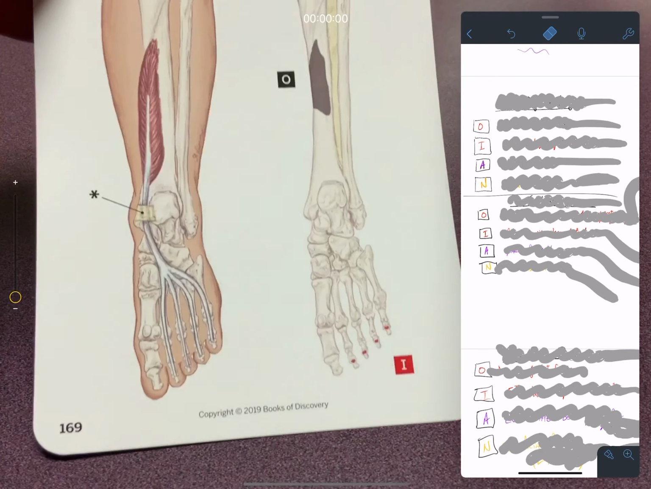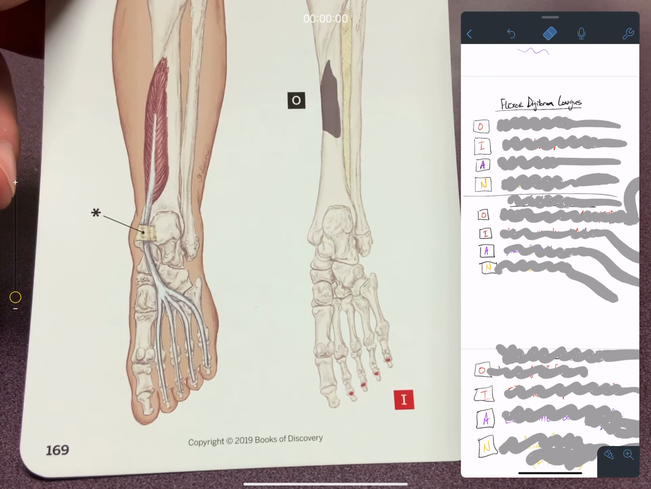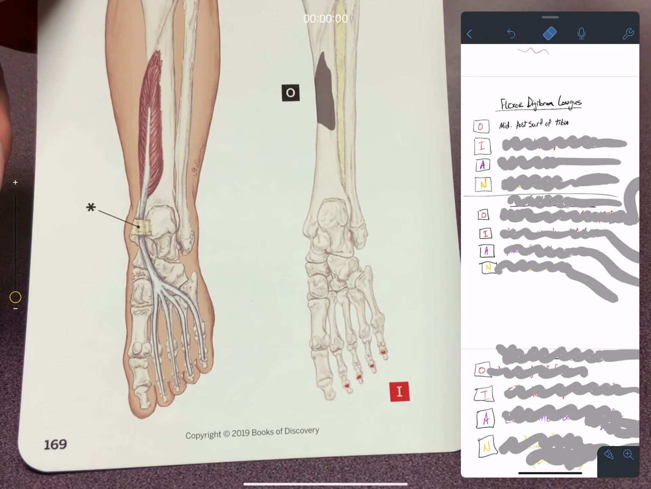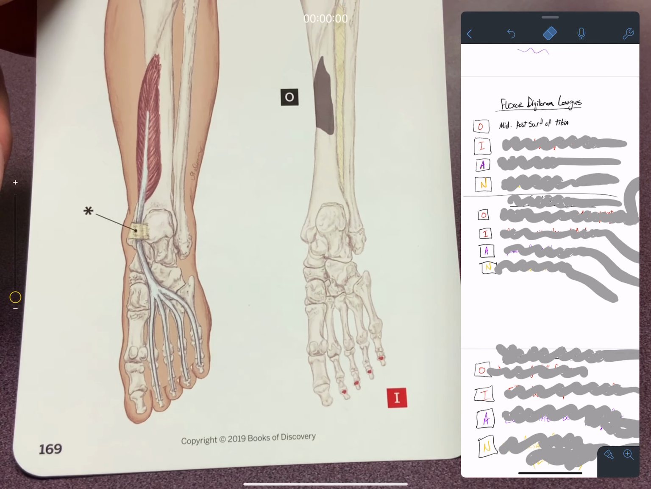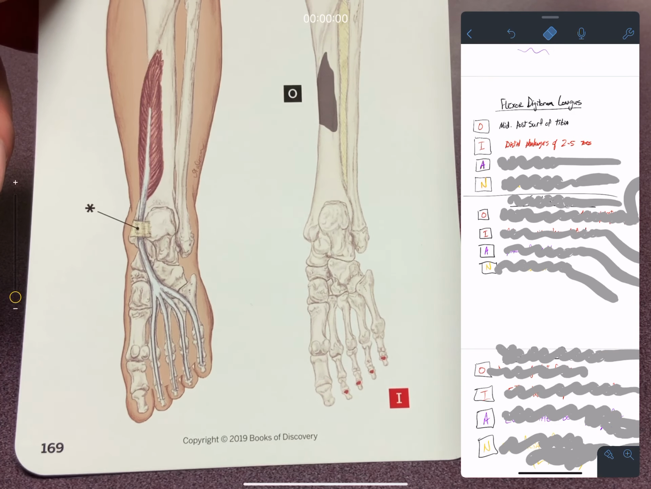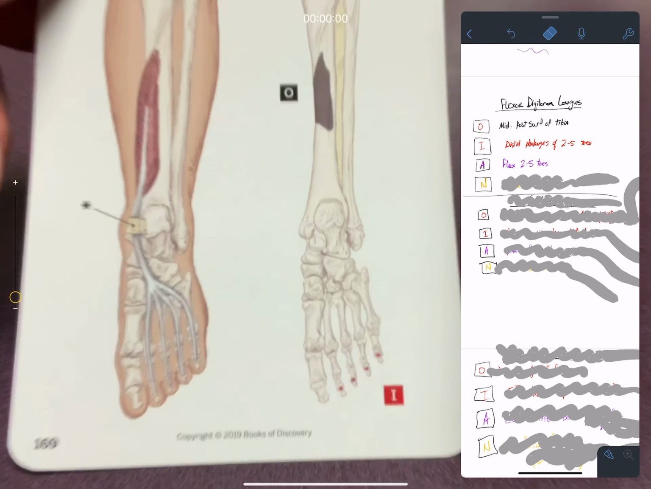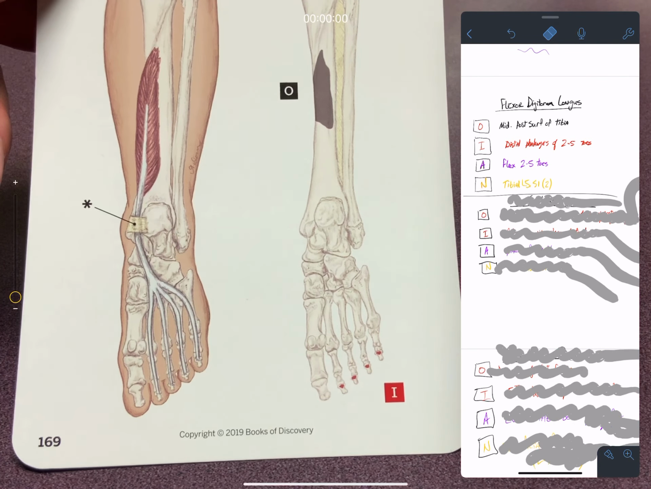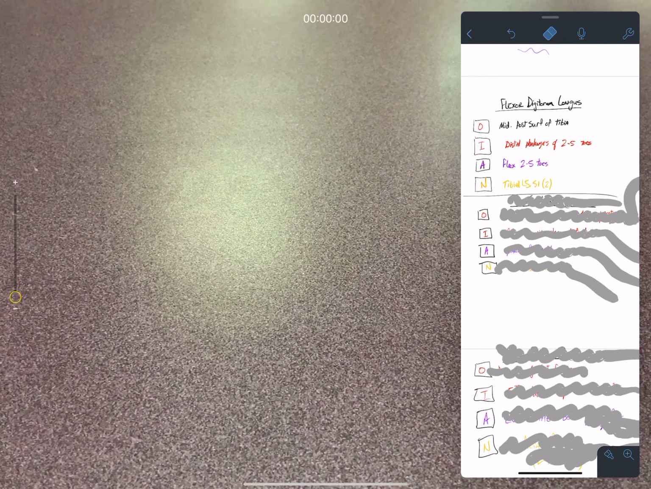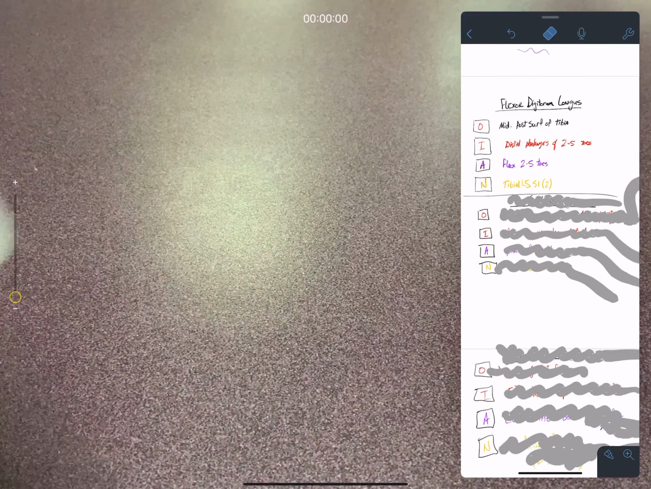we have flexor digitorum longus. You can see its origin is the middle posterior surface of the tibia. Its insertion is the distal phalanges 2 through 5. Those are the toes. Its job is to flex the toes, and it's innervated by the tibial nerve, L5, S1, and 2. As you can see. Okay, moving on.